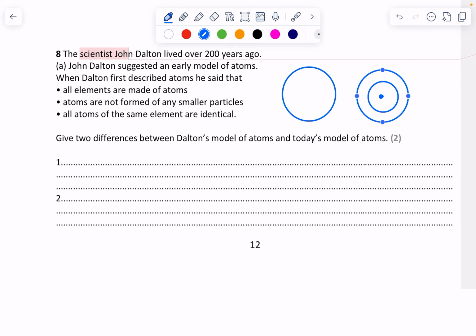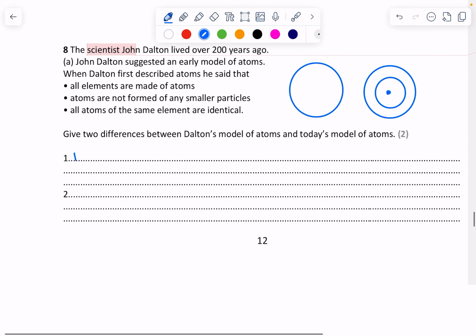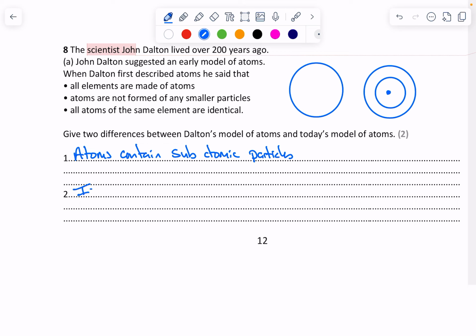So to get the marks for this one, the differences are we now understand that atoms contain subatomic particles, and Dalton didn't have that. The other thing we could say in here, if you want something a bit different, is that we know that isotopes exist because they have different numbers of neutrons, and Dalton hadn't identified that situation.